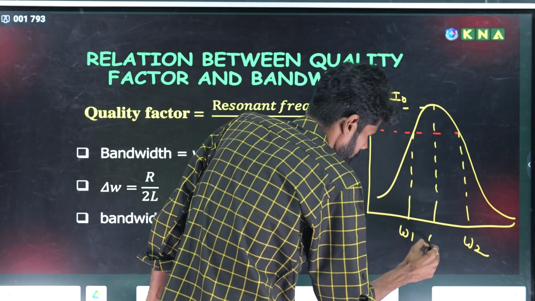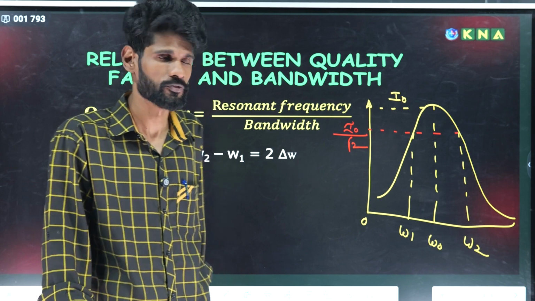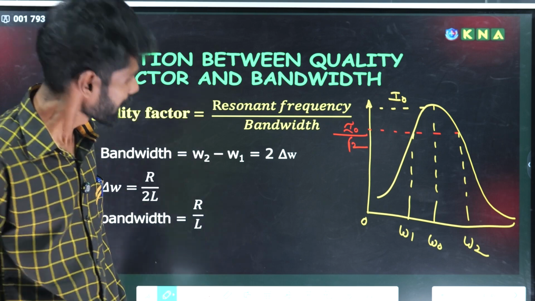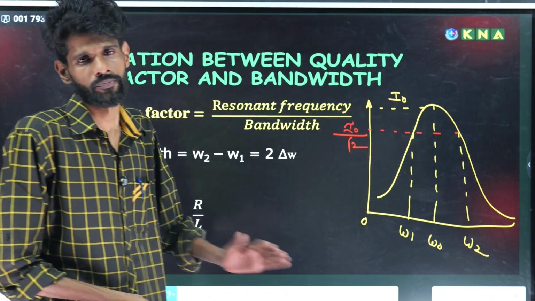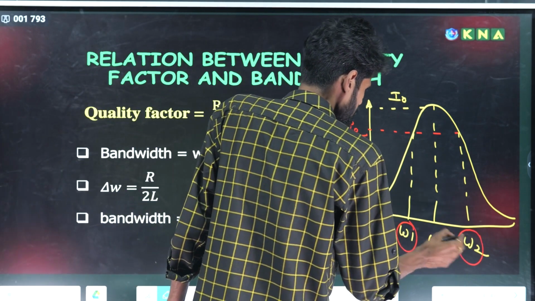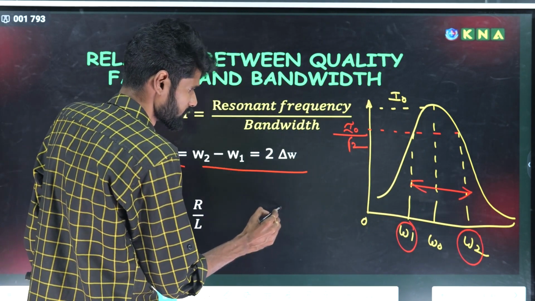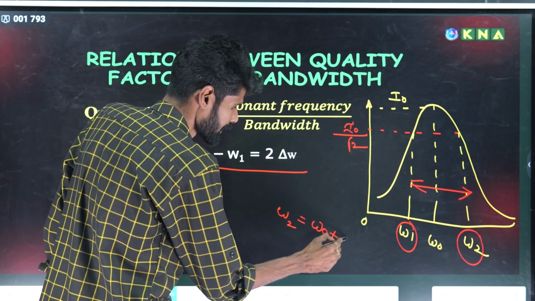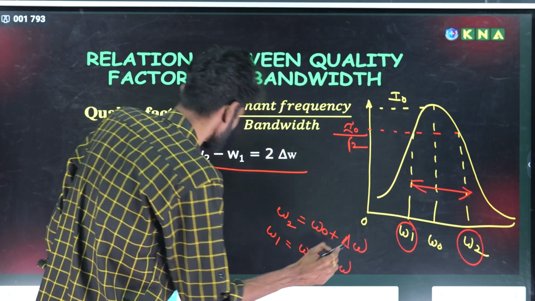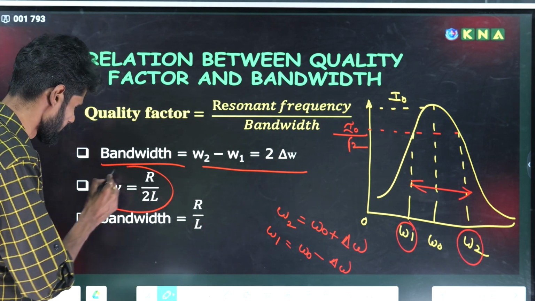Now this is the resonant frequency omega naught. These omega 1 and omega 2 are known as half power frequencies, because at these frequencies the power dissipated in the circuit is half of the maximum power, or the current drops to 1 by root 2 times the maximum current. The difference omega 2 minus omega 1 is known as the bandwidth of the circuit. We can write omega 2 equal to omega naught plus delta omega and omega 1 equal to omega naught minus delta omega. Taking the difference, you get 2 delta omega.